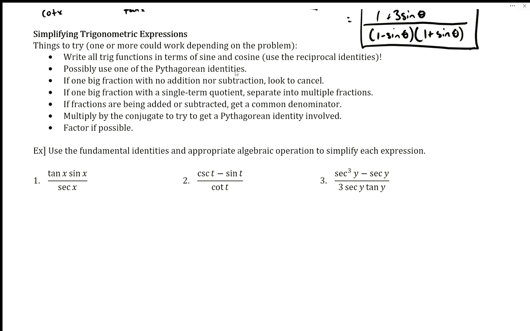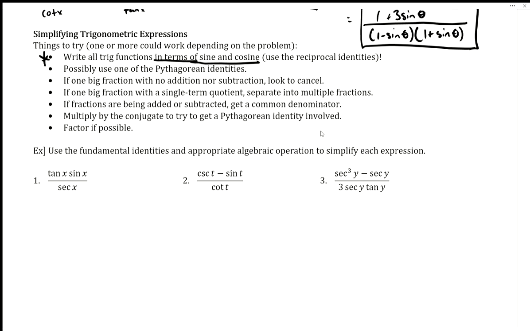However, I think the main important thing is really let's just start this. Often it's best to write all trig functions in terms of sine and cosine. And then from there, I would say just try your best. See what you can think of as the next move and see if it works to simplify anything. If it doesn't, then maybe there's a different move we could have done.